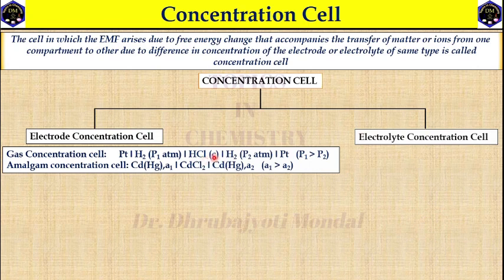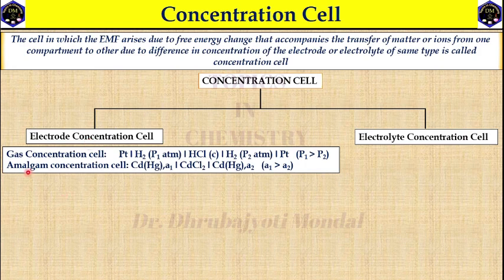That is a particular concentration, aqueous solution. This is H2 at P2 atmosphere. Again, this is the other electrode, the platinum hydrogen electrode. So here you can see platinum and the pressure of hydrogen gas is P2 atmosphere. And remember here P1 is greater than P2. This is the gas concentration cell. Here the concentrations of the electrodes are different.